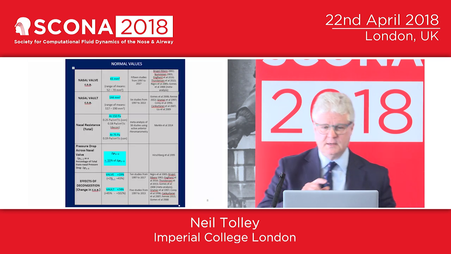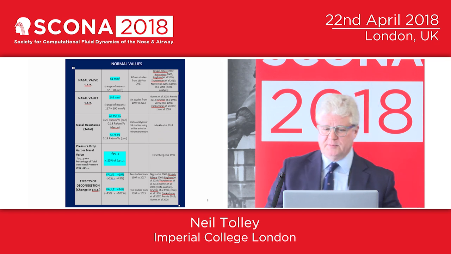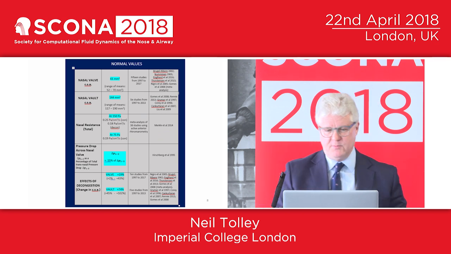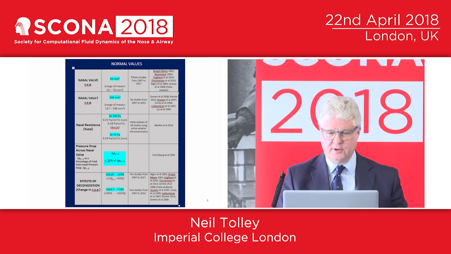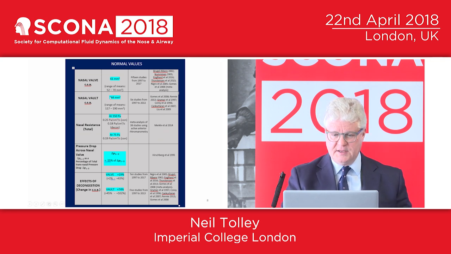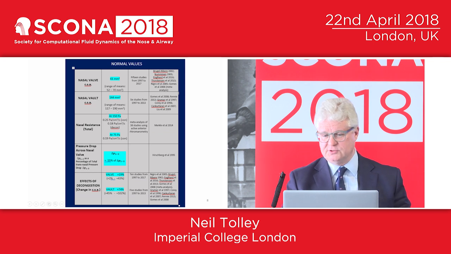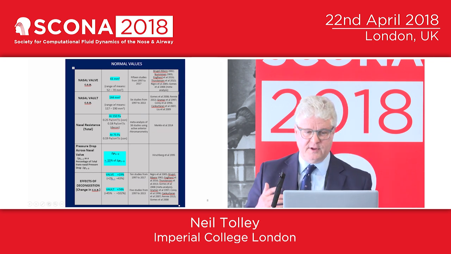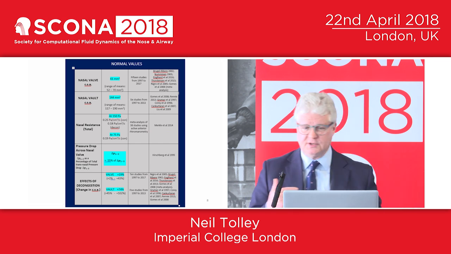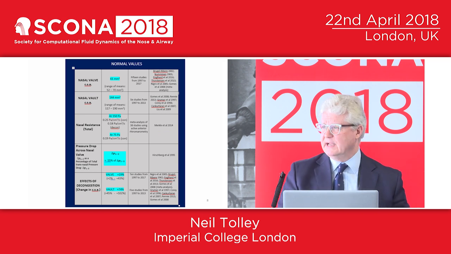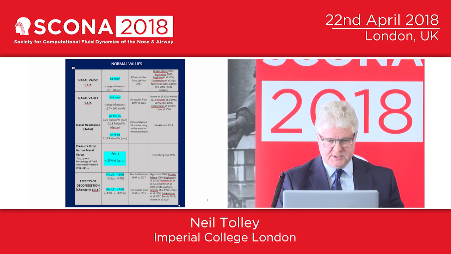Normal values have been well described in the literature, and the ones I want you to commit to memory, because it's important as the talk goes on, are the average nasal valve area, which has a range of 50 to 70 square millimetres, and the nasal vault, which has a range of 117 to 190 and an average area of 144. Nasal resistance depends on what pressure you measure flow at, but by convention in anterior rhinomanometry, we measure resistance at 150 pascals, which is approximately 0.25 pascals per cubic centimetres per minute.